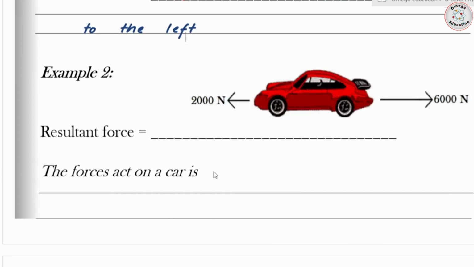Then we have the other situation. We do have a resultant force, which is the bigger force 6,000 minus the smaller force 2,000. We're not following the sign convention here. In A levels we have to follow the sign convention, so that one would be 4,000 Newton. The resultant force acting on the car is 4,000 Newton, and the direction is towards the right.